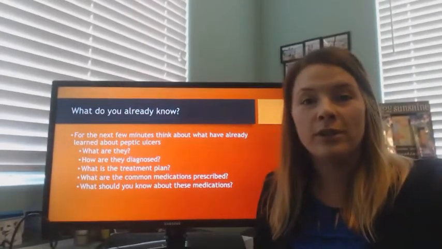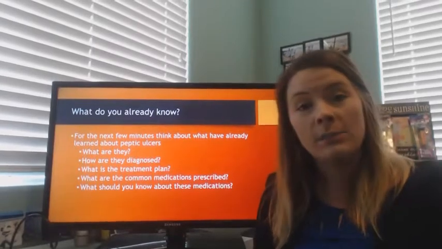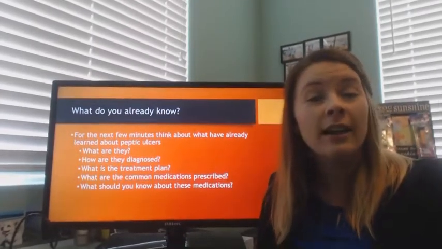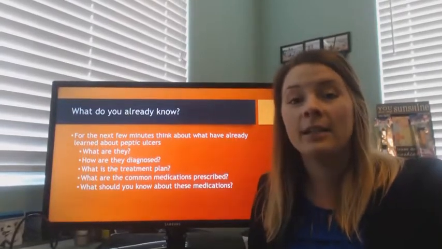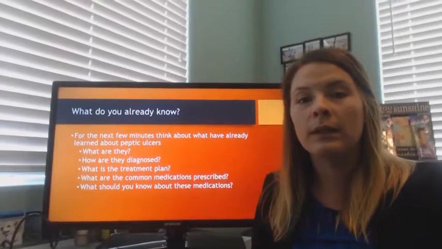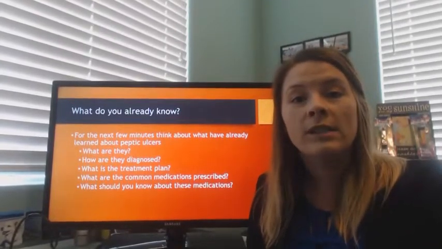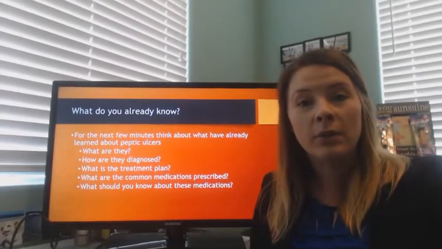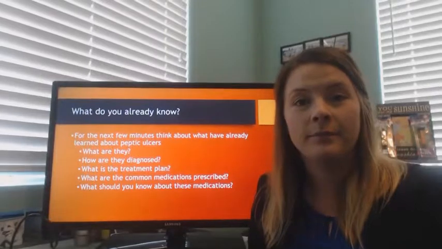These are a few of the questions that we're going to have them go over and think about. What causes peptic ulcer disease? How do they diagnose peptic ulcer disease? What kind of treatment plan is typically created for patients with peptic ulcer disease? And most importantly, what medications are prescribed and what are their modes of action? Once they have completed a few minutes of brainstorming and discussing in class, we will begin our lecture portion.